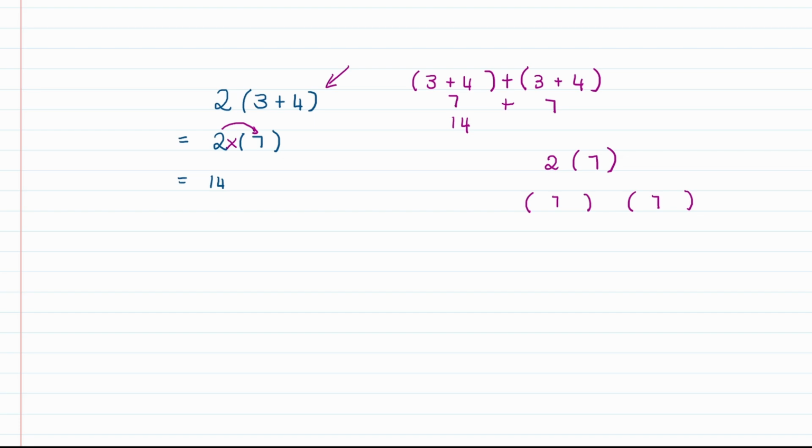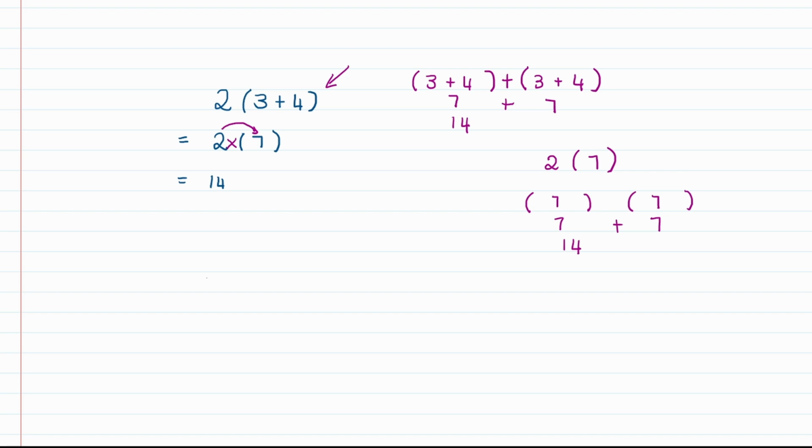Remember, multiplication is repeated addition. So the reason we say 2 times 3 is because we have 3 plus 3. Or if we said 3 times 2, it's because we have 2 plus 2 plus 2. It's repeated addition. That's all that's happening here. Okay, so 3 plus 4 equals 7. And then I add the 2 7s together and I end up with 14, just like we got before.